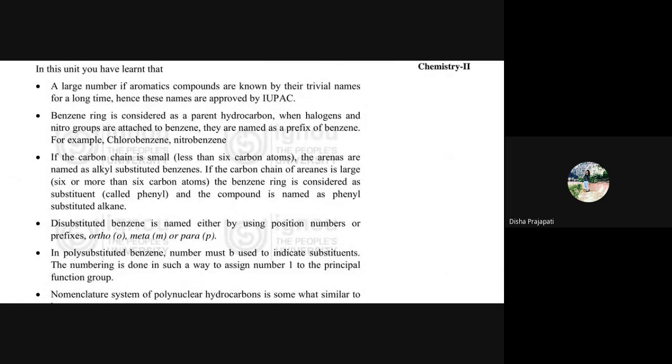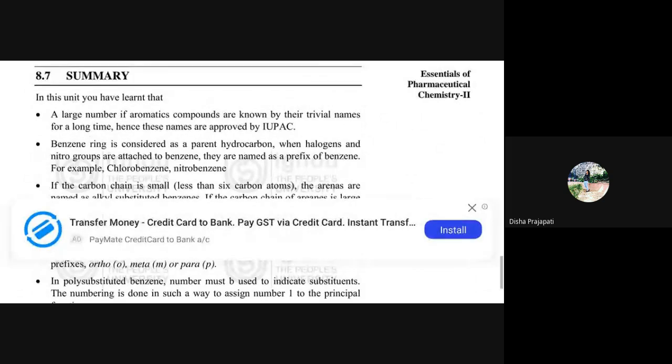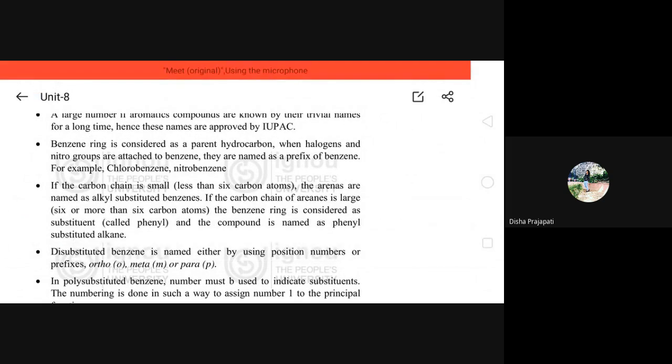Okay, I think this chapter is also over. You can study the summary in the free time, and we will start with chapter number 9 in a minute.